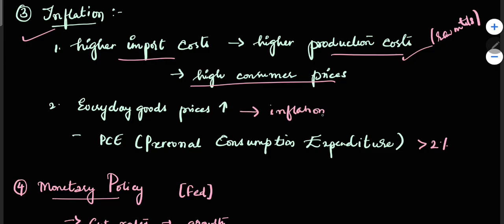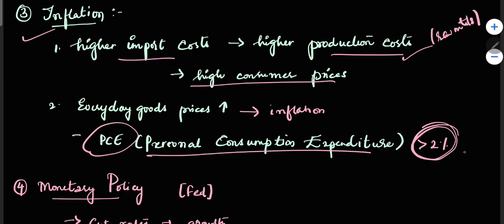There is an inflation indicator called personal consumption expenditure, PCE, in the US, and it has been stably growing at a rate greater than 2%. So 2% is their limit for this particular indicator, and it has been more than 2% for a very long time. So this is how tariffs are impacting inflation.